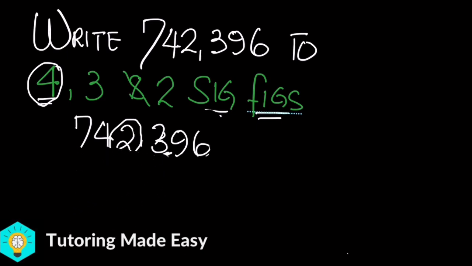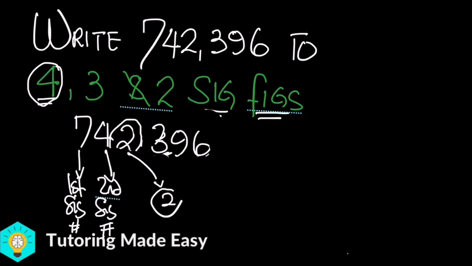2 significant figures. 2 sig figs. So this is our first significant number. This is our second significant number, right? And the number right after that is 2. And 2 is not greater than 5. So we're also not going to add anything to this number here. We're not going to do anything to it.